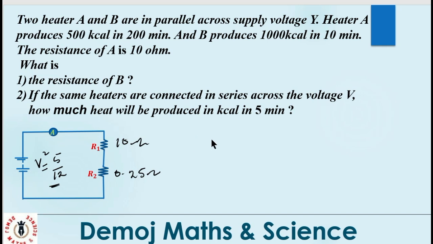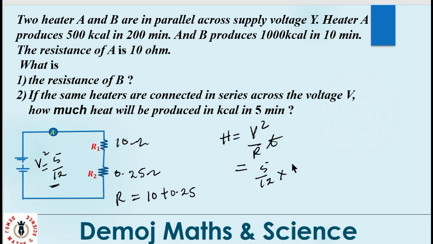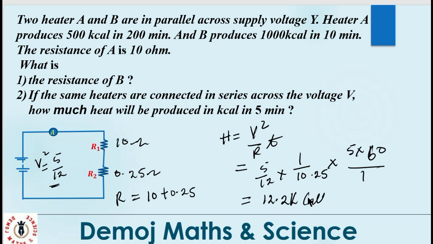Now, the total resistance R will be the same thing as 10 plus 0.25. The heat that will be dissipated across all of them still comes from V squared over R times T. My V squared is 5 over 12 times 1 over 10.25 times T, where T is 5 minutes, 5 times 60, converting to seconds. On my calculator, this will be the same thing as 12.2 kilocal.